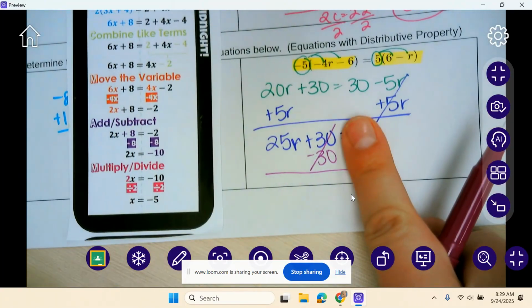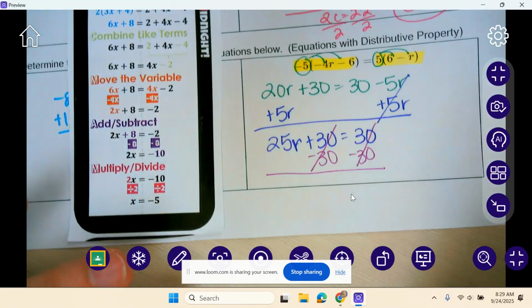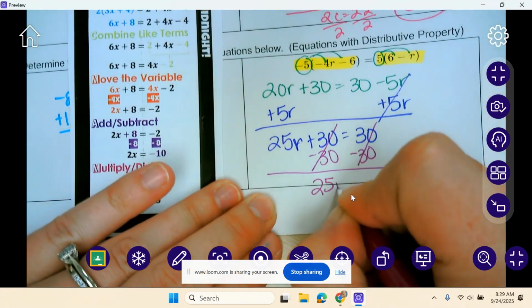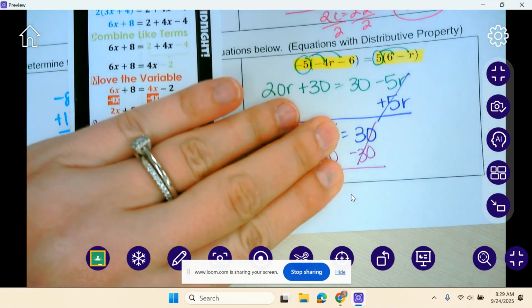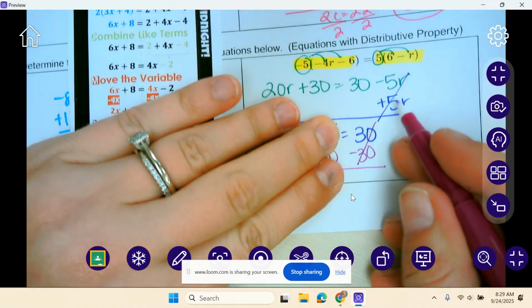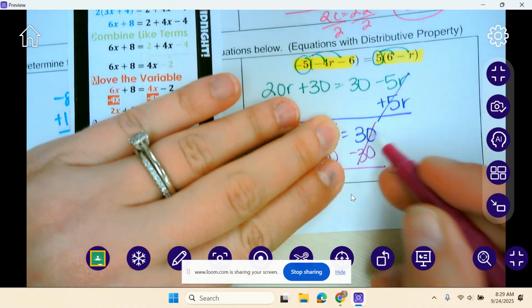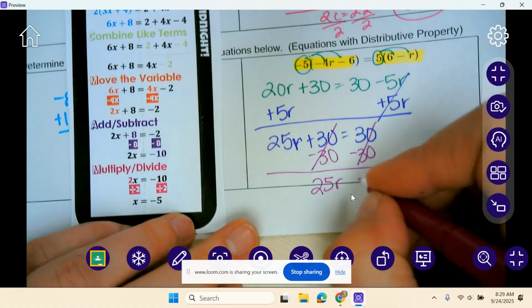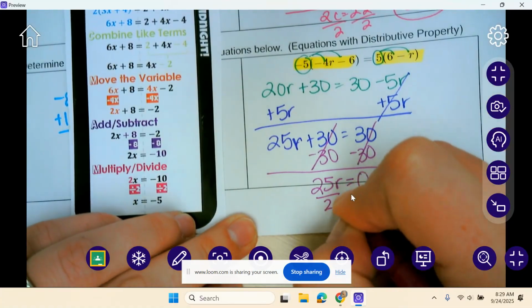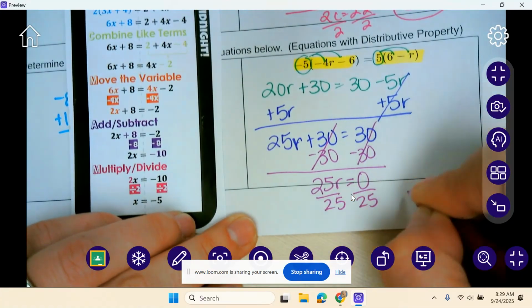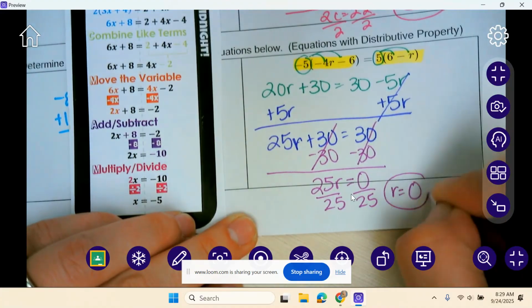On the left side of the equal, all I have is 25r. On the right side of the equal, that cancels. So if this cancels and this cancels, you're essentially left with nothing. And we represent nothing with 0. So divide both sides by 25, and your r is equal to 0.